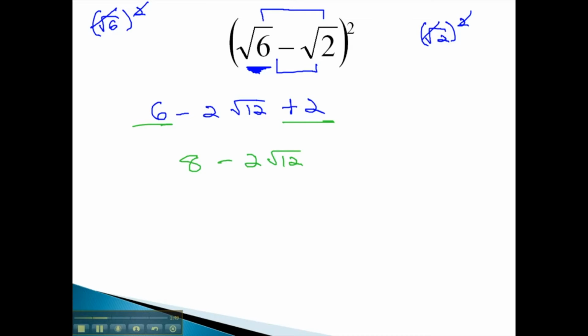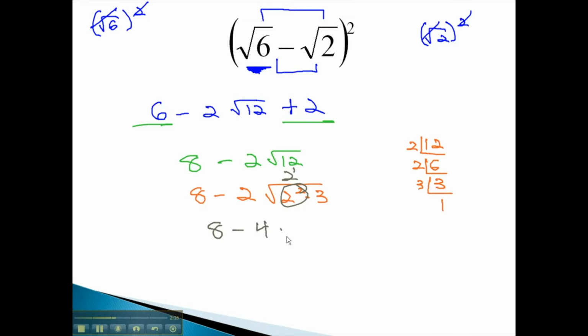We also want to simplify that root 12. The prime factorization of 12 can be quickly calculated to be 2 squared times 3. 8 minus 2 root 2 squared times 3. And then we can take the 2 squared out as a 2 to the first power. We now have 8 minus 4 square root of 3 for our final answer.